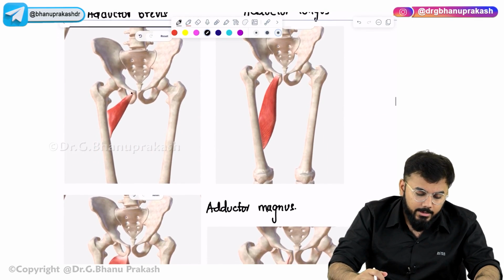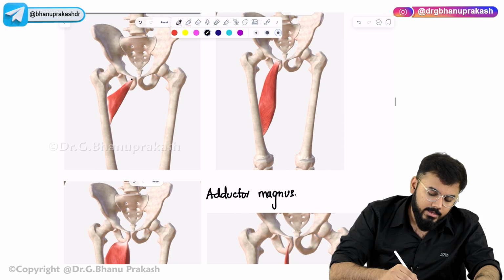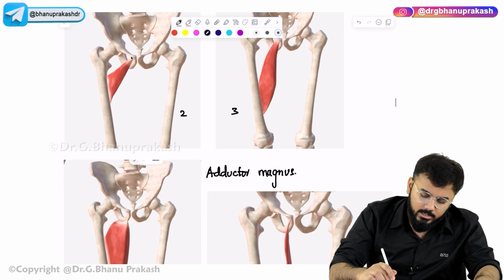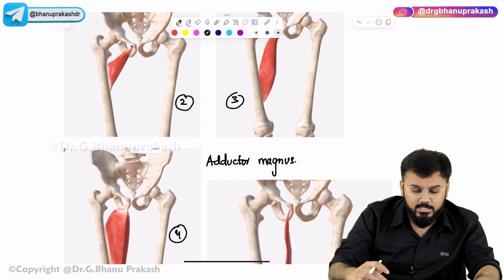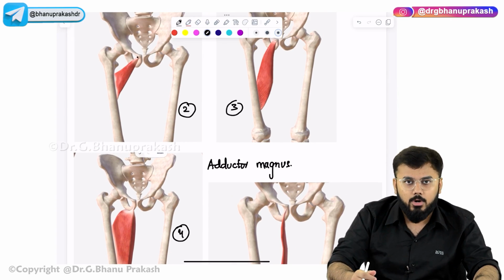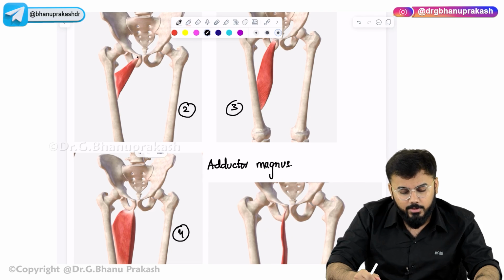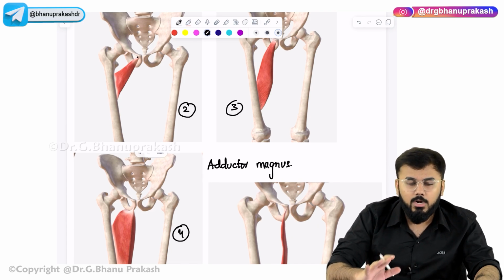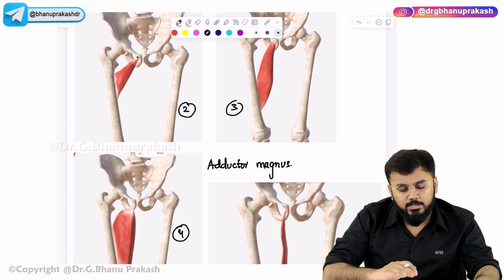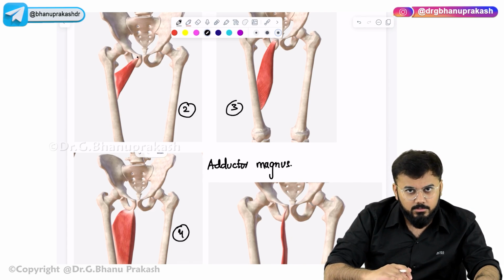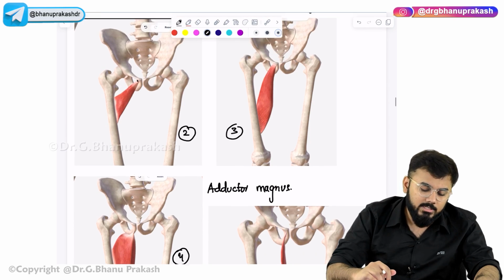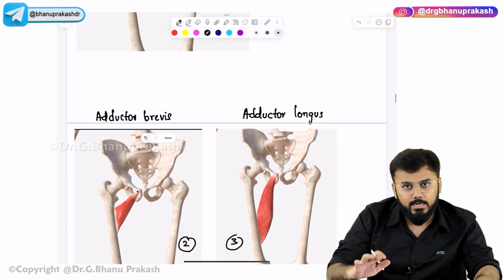Next, compare this muscle, let us say muscle number 2, 3, and 4. Tell me, out of these three important muscles, which muscle is short? 2 is short. Okay, compare 2 and 3, which is short? 2 is short, and in comparison with 2, 3 is a bit longer. So which is short is called brevis, which is long is called longus. So this is called adductor brevis, this is called adductor longus.